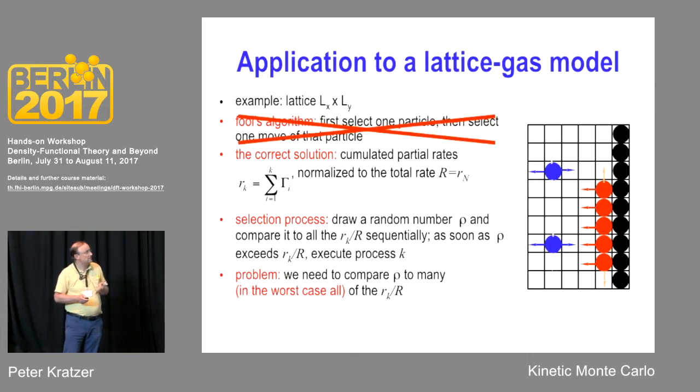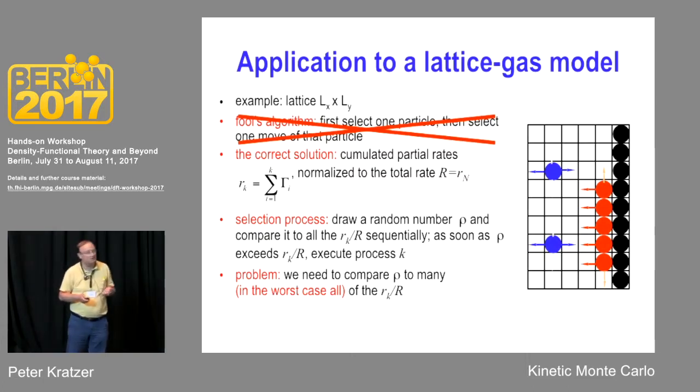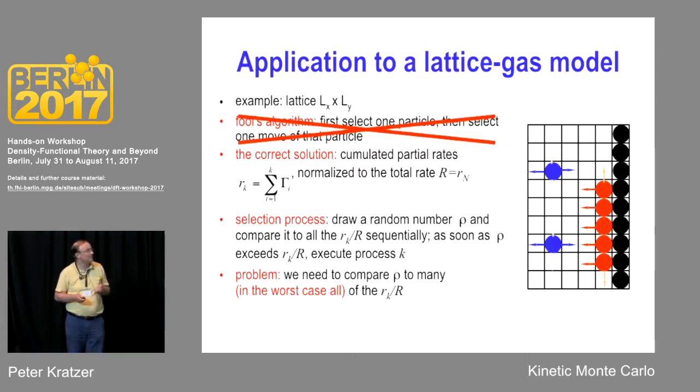In this case, we need to compare the random number rho to many, in the worst case, to all these cumulated sums. And this can be inefficient. This is something that needs to be considered when you program the kinetic Monte Carlo simulation.